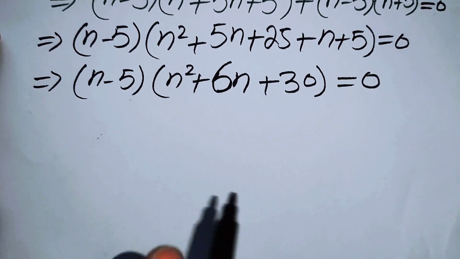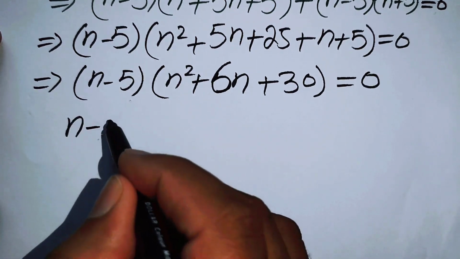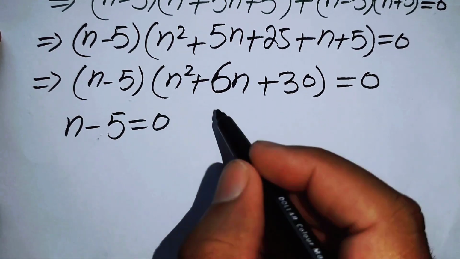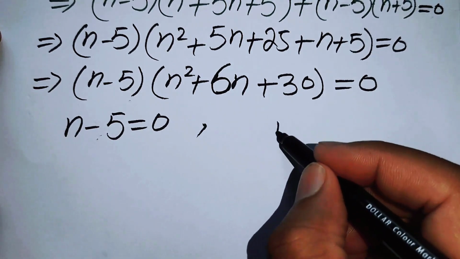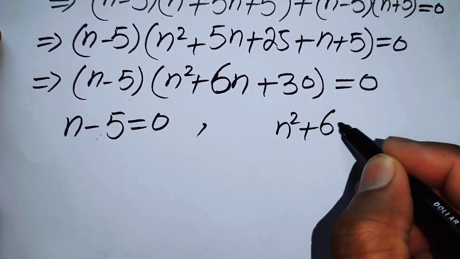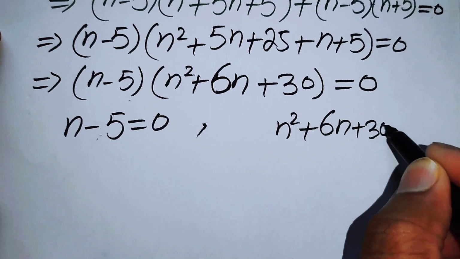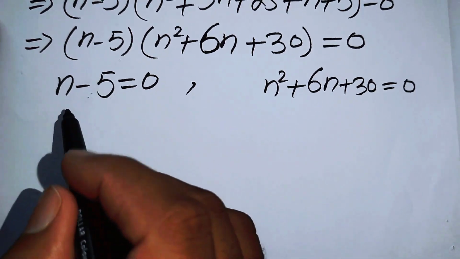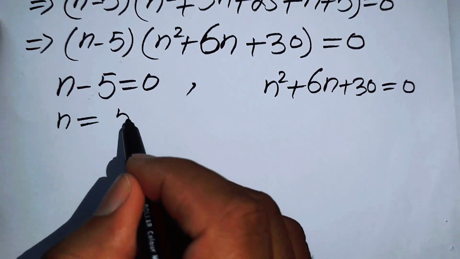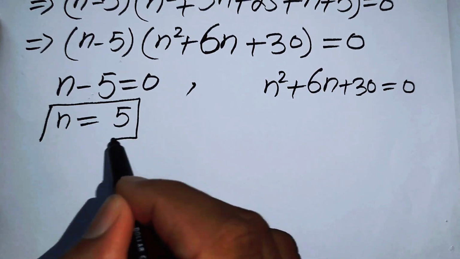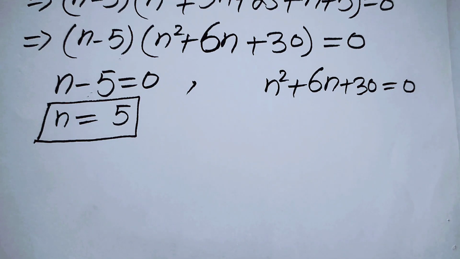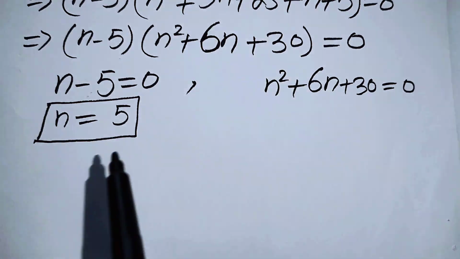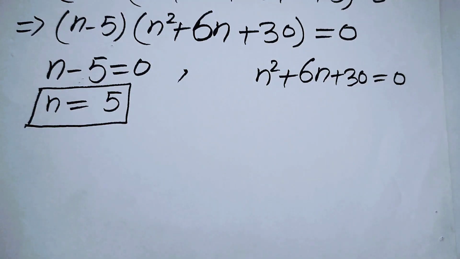So here we have two cases. The first case is n minus 5 is equal to 0, and the other case is n squared plus 6n plus 30 is equal to 0. In the first case you get the value of n is 5, and now we will solve this quadratic equation. First I can check whether this quadratic equation has real roots or not, so I can use here the discriminant formula.